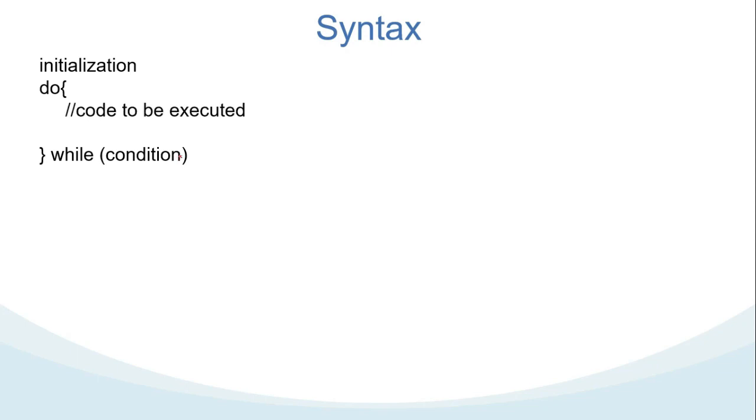And then we have the code to be executed, or the statement, each time until the second condition is false. And also we have increments or decrements. It increments or decrements the variable value.